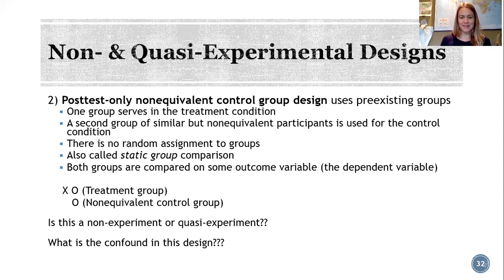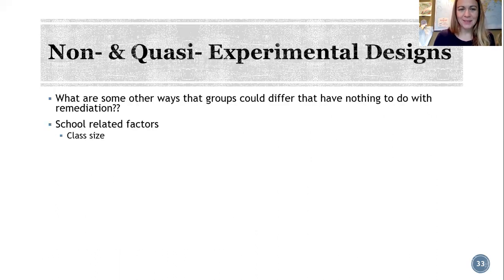Okay, well, hopefully you've come up with some ideas. I'm going to give you some more ideas to think about. They could be differing in factors that are related to their school. Maybe kids in Hamilton also have smaller class sizes than kids in Niagara. We know this is going to impact their learning and their reading skills. If we don't measure this and control for it, this could be a confound in the design.